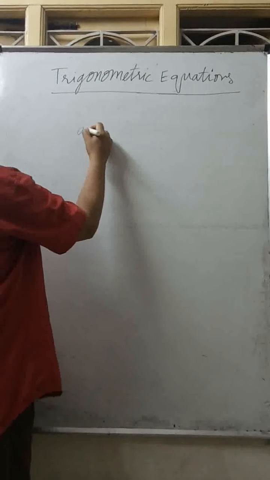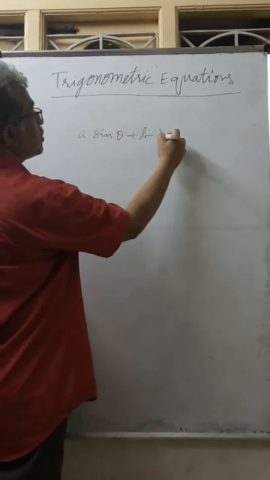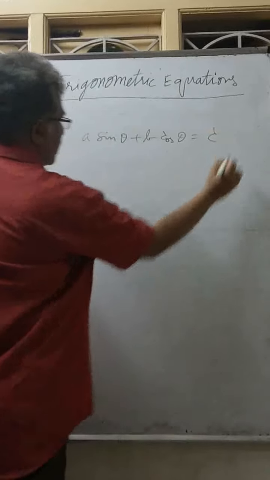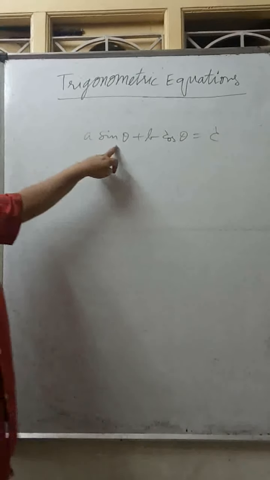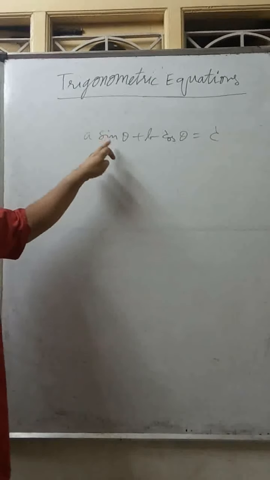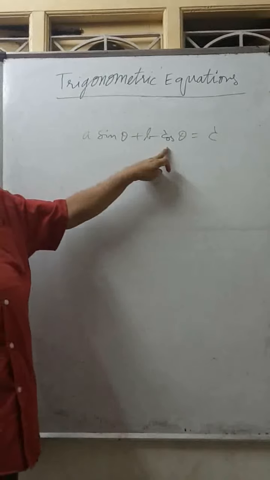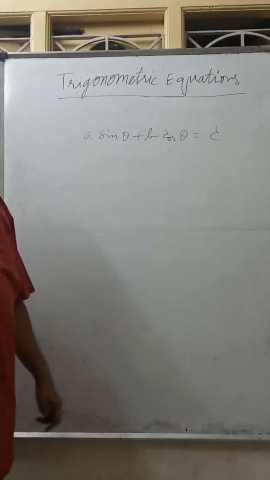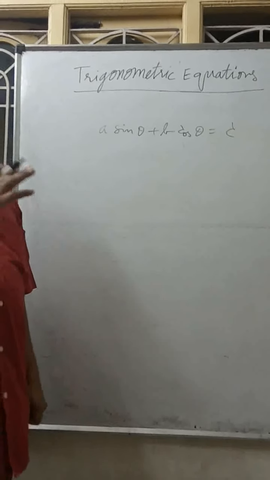And one more different way of solving an equation like this: a sin theta plus b cos theta equal to c. If the equation is like this, there are two ways of solving it. One is converting sin theta and cos theta in terms of tan, using the formulas 2 tan(theta/2) by 1 plus tan square, and 1 minus tan square(theta/2) by 1 plus tan square. Then it becomes a quadratic in tan, and then finding the roots.